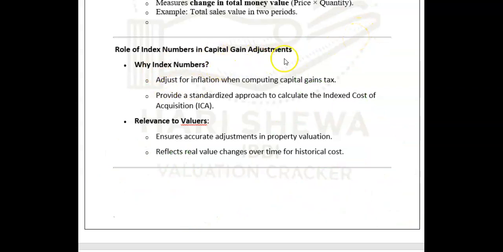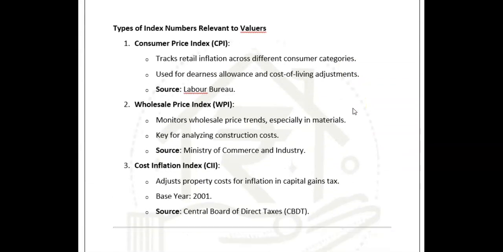So the role of index number in capital gain adjustment: adjust for inflation when computing capital gain tax, and provide a standardized approach to calculate the indexed cost of acquisition. We have calculated this cost, 36.25 lakhs. It is the indexed cost of acquisition. Relevance to valuer: ensure accurate adjustment in property valuation, and reflect real value change over time for historical cost. Types of index number related to valuer: consumer price index, wholesale price index, cost inflation index.